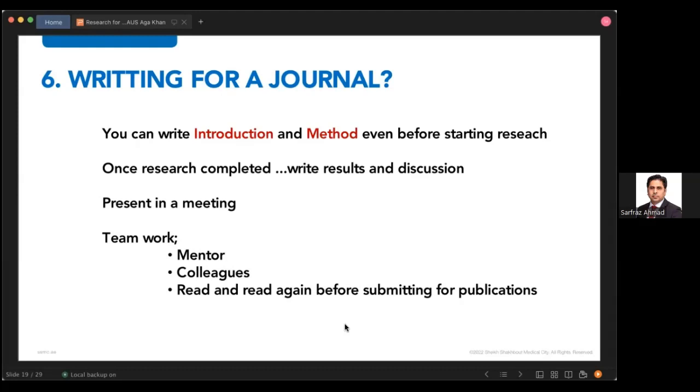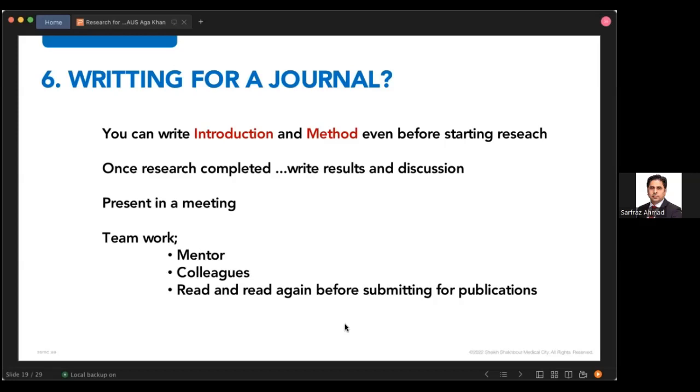What I have adopted is that you can even write the introduction and method before starting a research project. Once we have done the literature review after the ideas, that is the time when you can write the introduction. You can refine it later on, but I will advise you to start writing one or two paragraphs about the introduction, about the specific research you're going to do. And similarly, because you have designed the study, you can write the methodology at the same time.